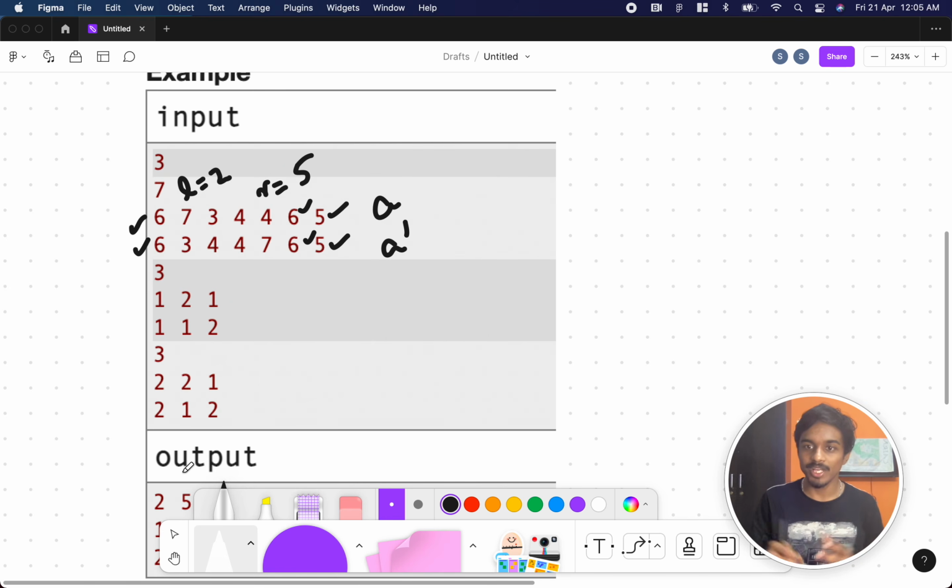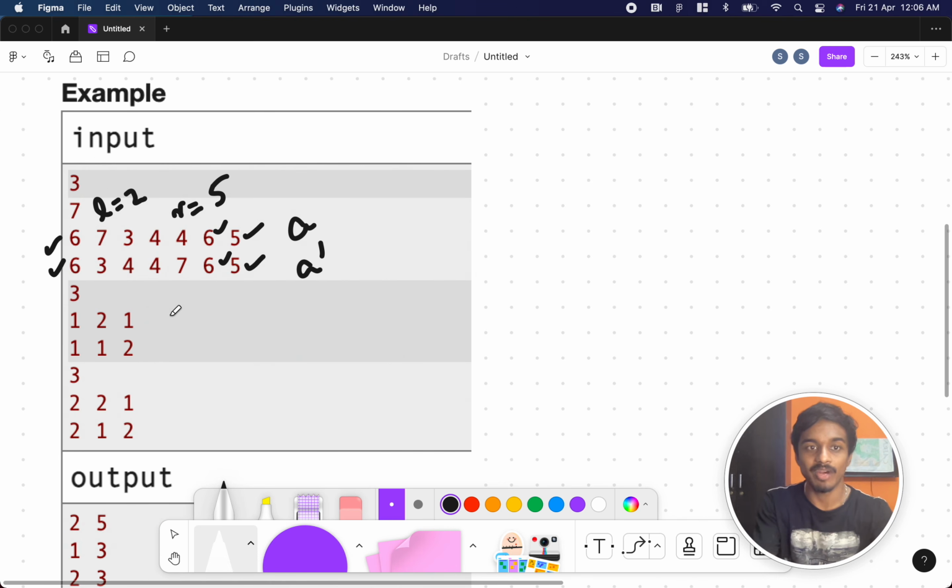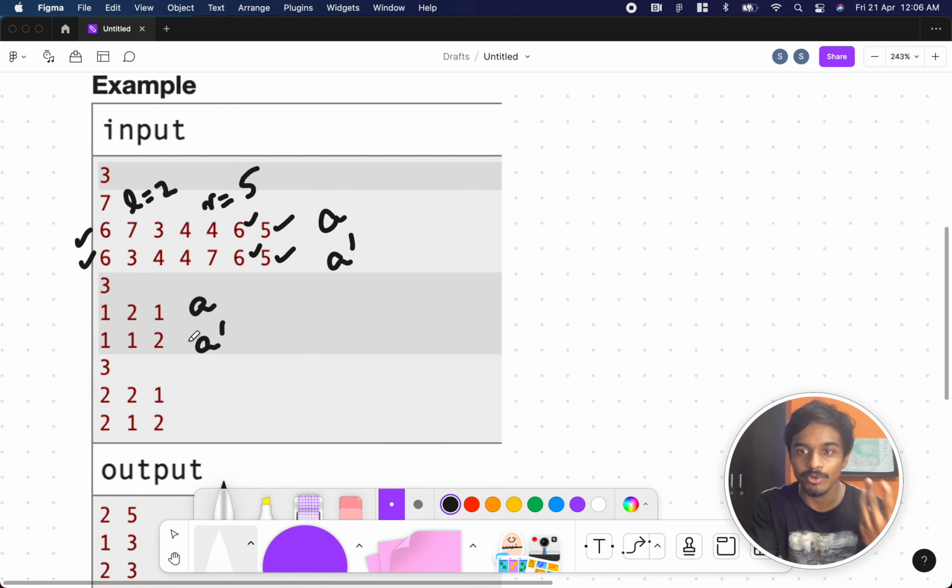What did we assume? We assume that only one operation is done, and that operation is sorting the subarray, and any other numbers that are not disturbed are directly transferred from A to A dash. So we just got this. Now let's see the second one: 1, 2, 1 is A and 1, 1, 2 is A dash. According to our logic, Monocarp might not have sorted the first and last positions because both are the same. He did not apply the operation there, but here a change is there. So you put L equal to 2, and 1, 2, again a change is there, so you put R equal to 3.